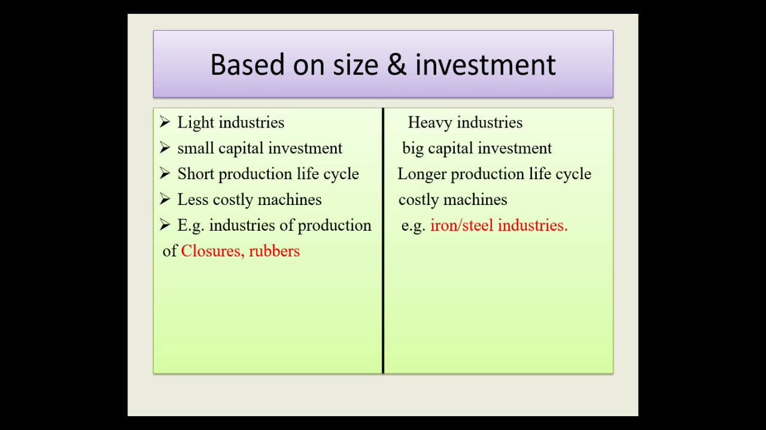Then the other part, that is heavy industry. Heavy industries are those industries which need a big capital investment and also involve a longer production life cycle. They are covered under heavy industry. Examples are iron and steel industries, shipbuilding or automobiles. They require big capital investment and have a long production life cycle.